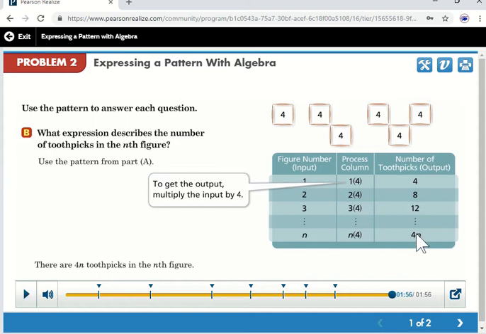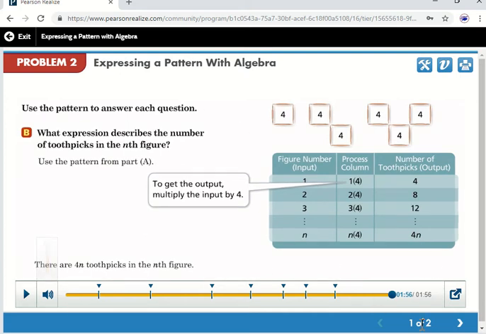And remember, what's 4n? Well, it depends on n. And n is the nth figure. It's whatever figure you want. So in a way, 4n represents the number of toothpicks in any figure. It just depends on what n is, the figure number.